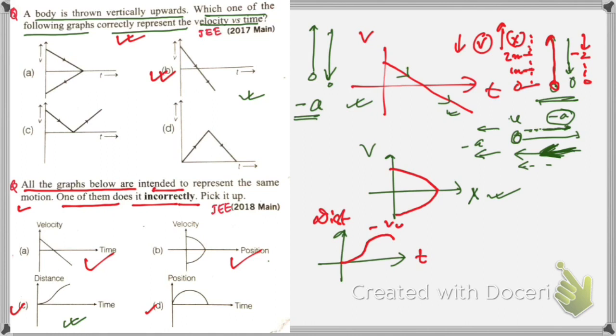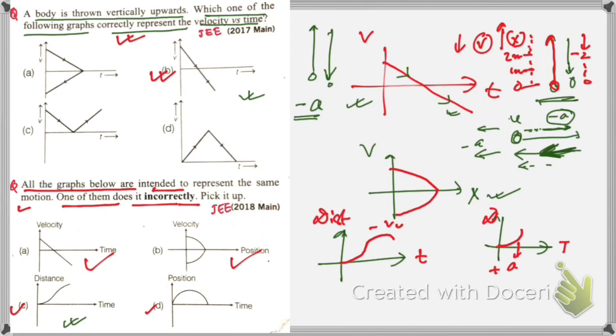But in this case, remember one thing: in case of a distance and time graph, if you get the graph concave upward, this side is concave, then it represents positive acceleration.